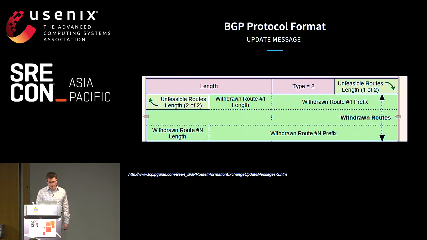All right, so I'll look at this withdrawn routes message. It's pretty simple. Basically, you've got a field for the unfeasible routes, which is the number of routes that you're withdrawing. So you've got the unfeasible routes, you've got the withdrawn routes, and then the prefix for each withdrawn route, and you can endlessly add to this.